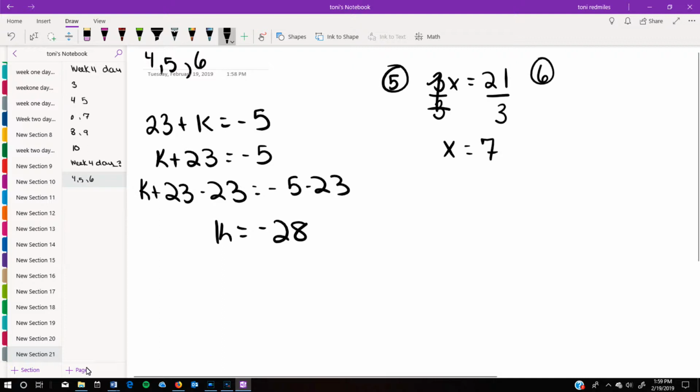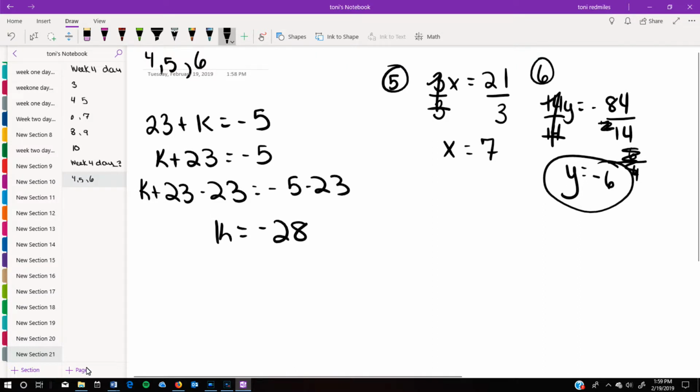In number 6, I have 14y equals negative 84. Again, I got to divide because the 14 is being multiplied. Gives me a 1 and just leaves my y. 14 can go into that, let's see. How about 6 times? So 6 times 14 will be 84. So yes, goes in 6 times, and it's going to be negative because the 14 is positive and the 84 is negative.